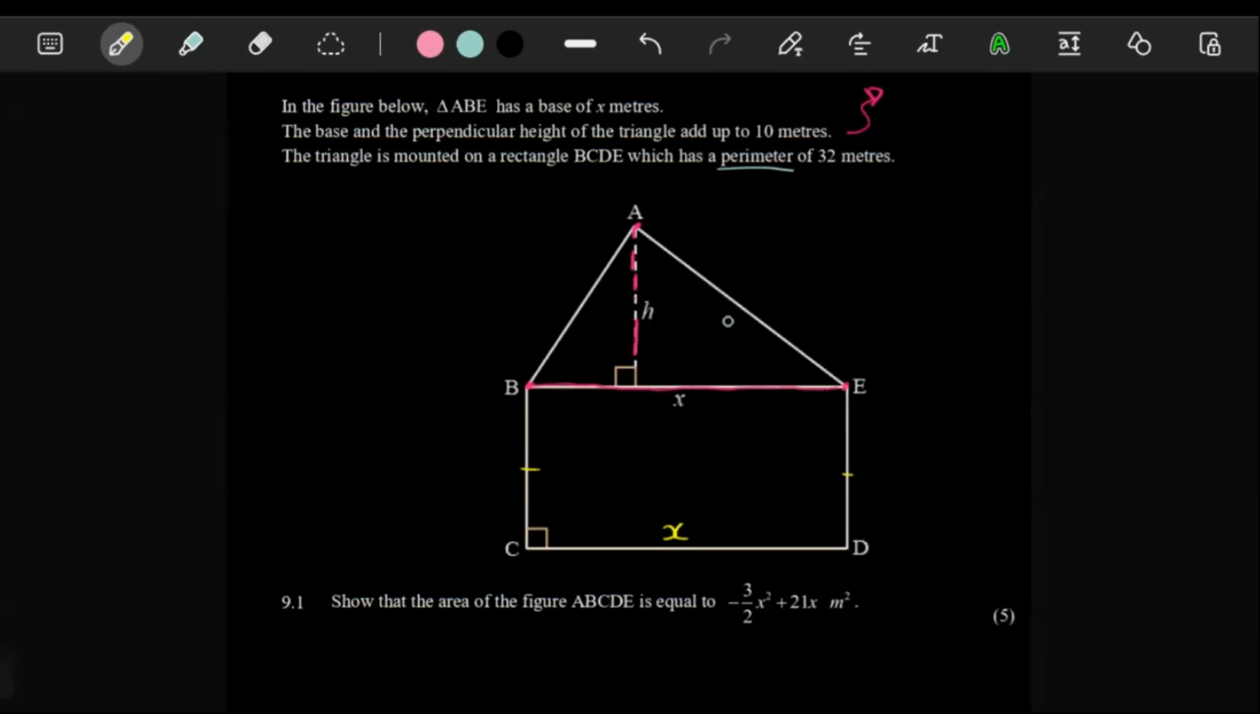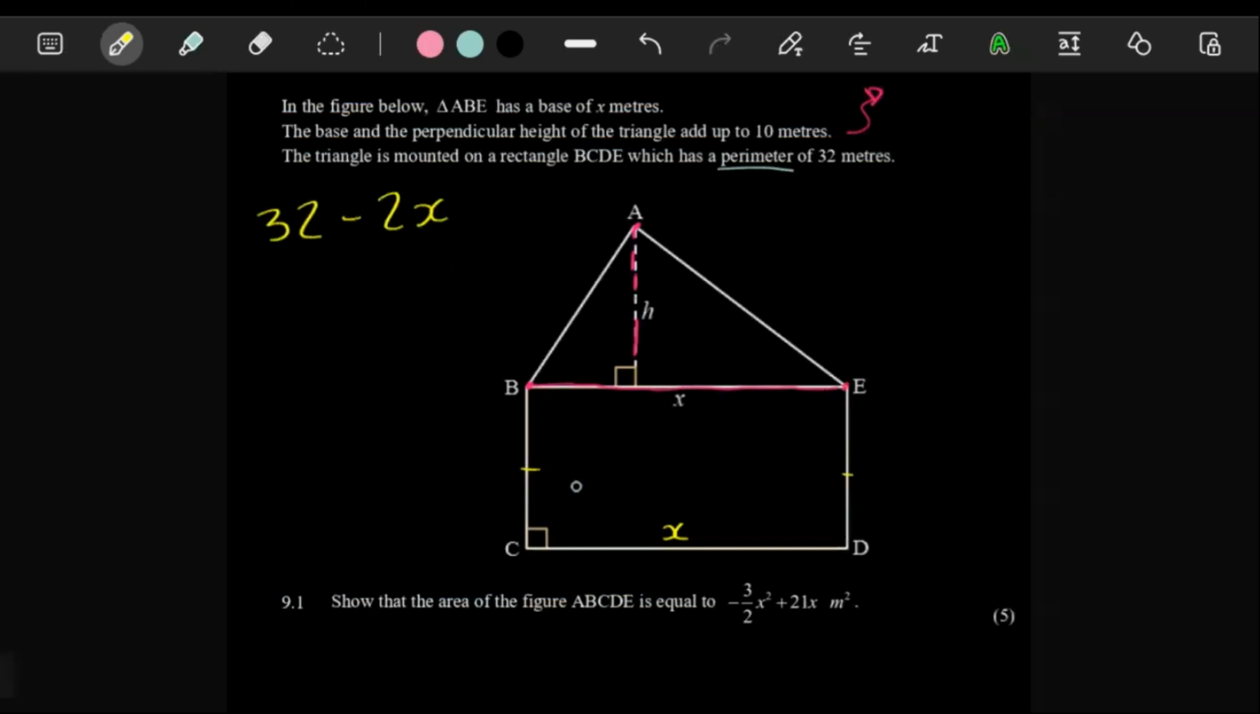We can do that because firstly, what we know is 32 meters is everything together. So if you take 32 and you minus X and you minus X again, whatever you have left is what BC and ED are. Or rather, you can put it this way: 32 minus 2X. If you take 32 and remove 2X, what you're left with is these two put together, you see.